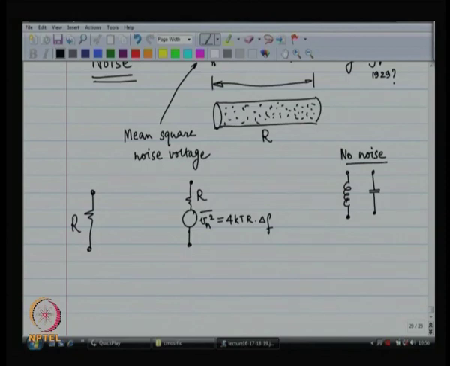Now, you can show from this that wherever you have lossy elements, elements that consume power, that convert electrical energy to heat energy, those are lossy elements. Lossy elements will create noise; elements that do not have any loss in them will be noiseless. This is just an extension of this, right.